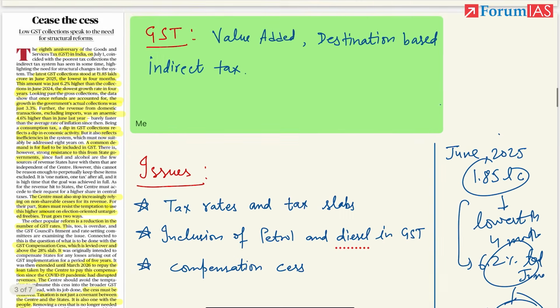So what is being said is, if GST collection has fallen, and GST is a destination-based tax. Destination-based tax meaning, if a pen is produced in Gujarat, it is not taxed there. It is being sold in Haryana.